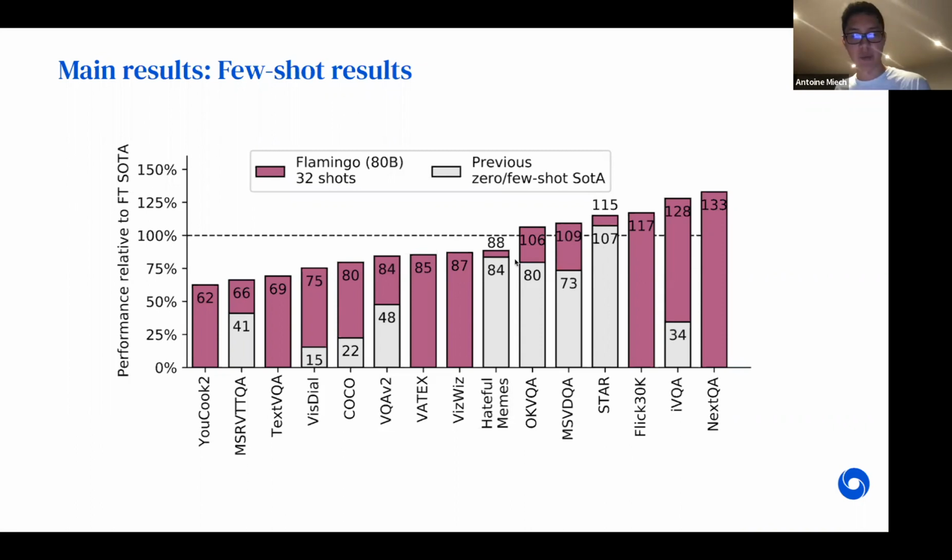And for the rest, obviously, there are many benchmarks where we are not outperforming the fine-tuned state of the art, and we are still below. Nevertheless, the thing to remember is that we also plot the previous zero or few-shot state of the art, where the setting is somehow the same as ours. And if you compare to this particular setup, we are consistently better than the previous state of the art, which is, to me, also one of the key takeaways here.